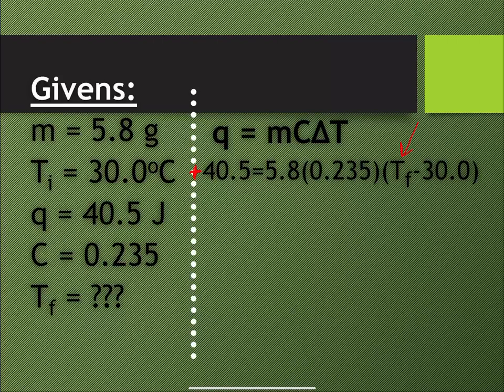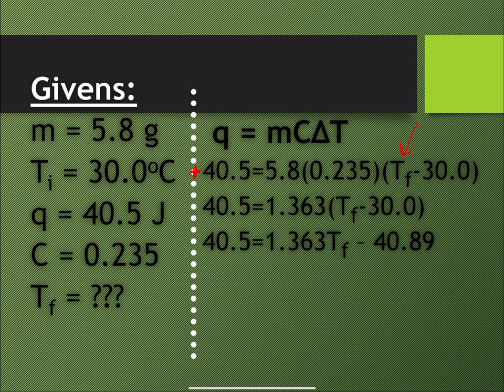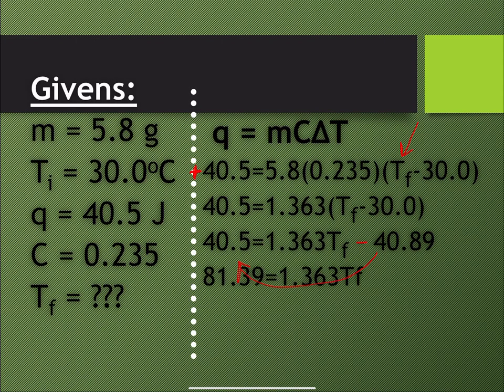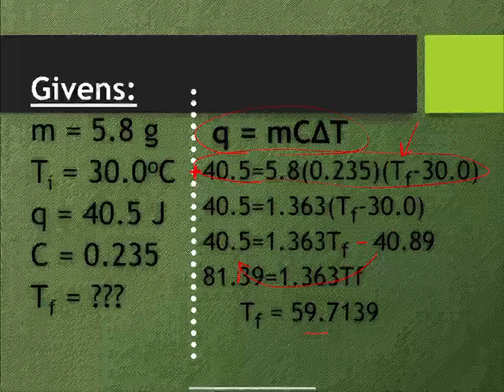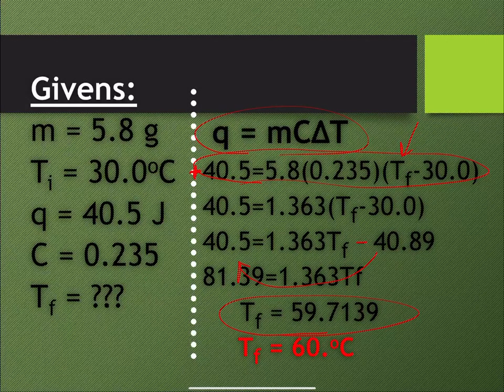So again, this is what you're required to do. After that, you do not have to show the algebra. Here I'm distributing my 1.363 times TF and then times that negative 30, making sure I keep that as negative. Now I'm going to add it over here to the other side. I'm now going to divide 81.39 by 1.363 to get that answer. But remember, all you have to do is this, except your answer needs to have units. And you'll see in the problems, it'll tell you how many digits to round your answer to.